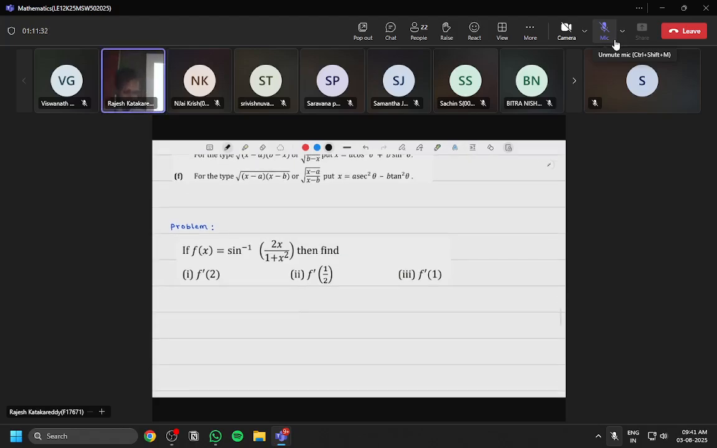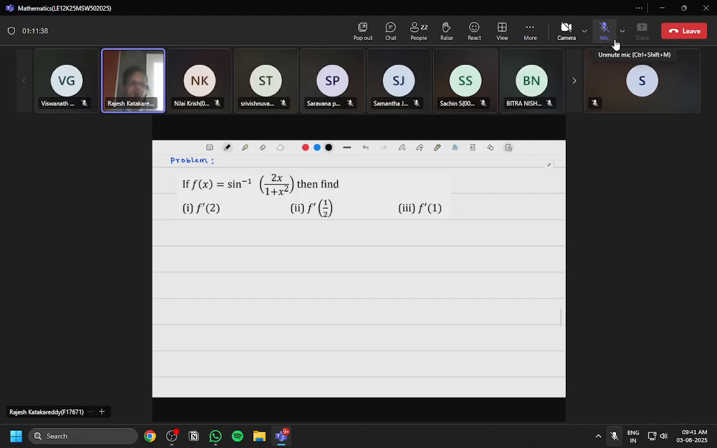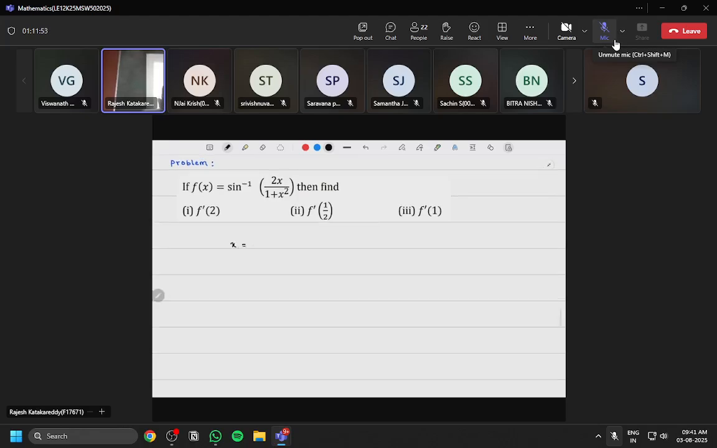Let us check that one. So this is the problem they have given. f of x is sine inverse of 2x by 1 plus x square. Right, I can see the 2 tan theta by 1 plus tan square theta formula. So I am substituting x is equal to tan theta. Now I can write 2x by 1 plus x square is equal to 2 tan theta by 1 plus tan square theta. This is the formula of sine 2 theta. Correct?